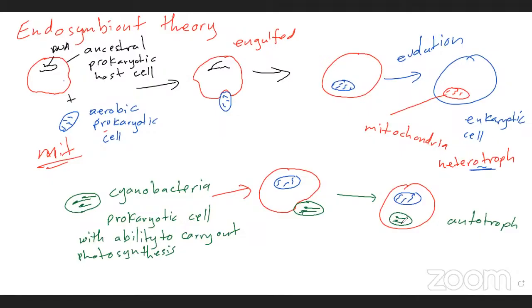Good? Now, how does it start out? It starts out with a small aerobic, small prokaryotic cell capable of carrying out respiration. And they have a next one capable of carrying out photosynthesis.